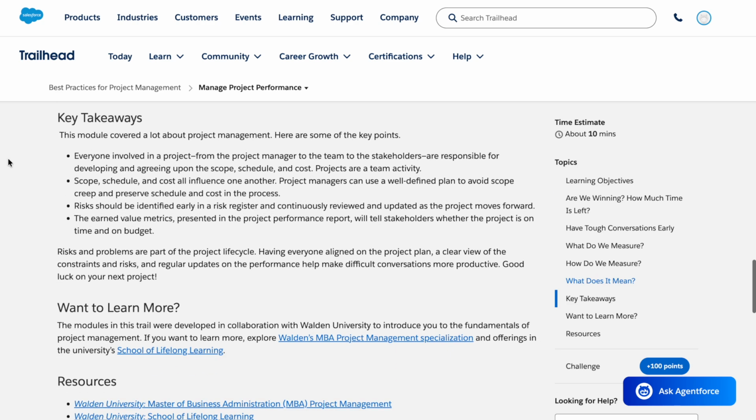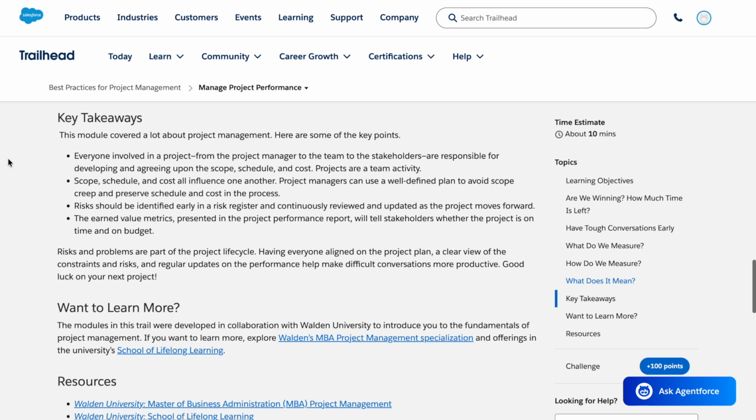Key takeaways. This module covered a lot about project management. Here are some of the key points. Everyone involved in a project, from the project manager to the team to the stakeholders, is responsible for developing and agreeing upon the scope, schedule, and cost. Projects are a team activity. Scope, schedule, and cost all influence one another.